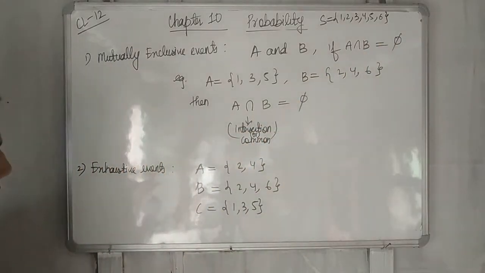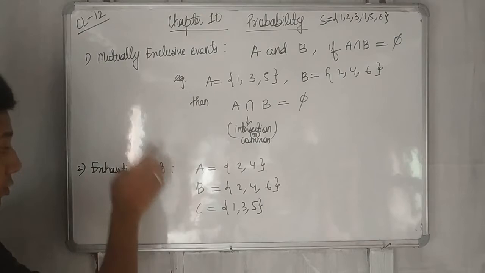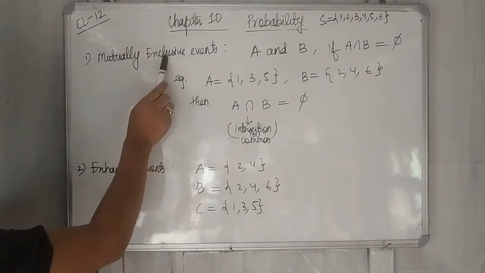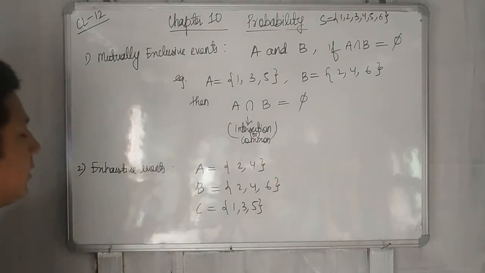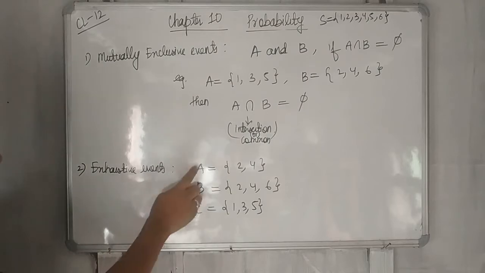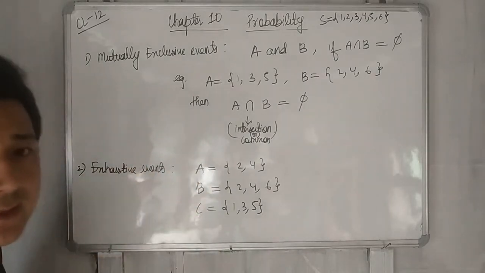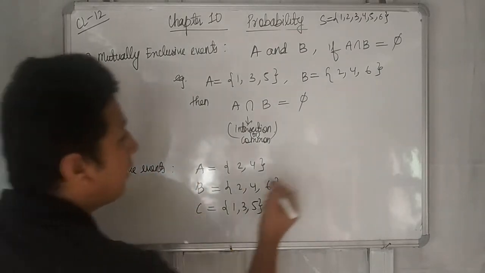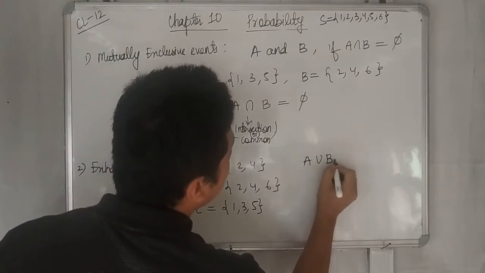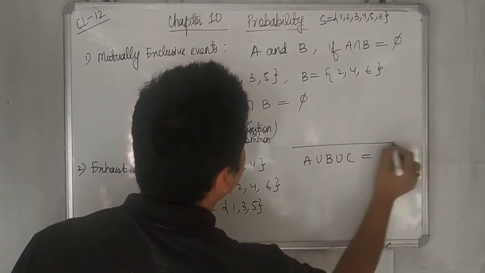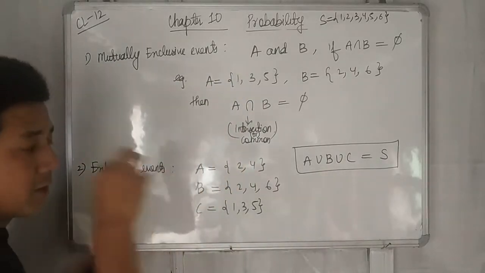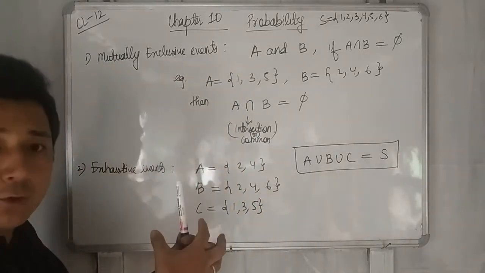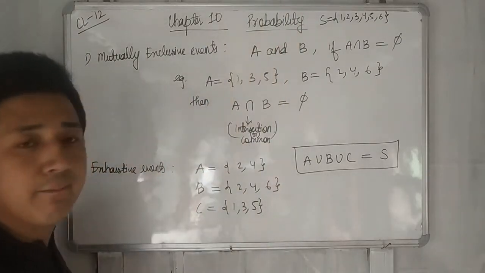Okay, and after that we come to exhaustive events. This is mutually exclusive, intersection is empty, and this is exhaustive events. Now just somewhat opposite of it. Exhaustive events: events A, B, C, three events or two events, are called exhaustive events if their union A union B union C is equal to the same sample space. Exhaustive events are those events where, if I take the union of them, I get back the sample space.